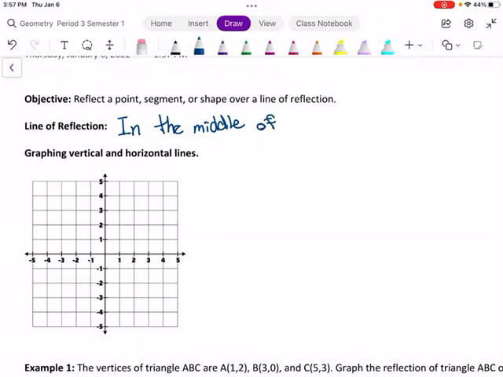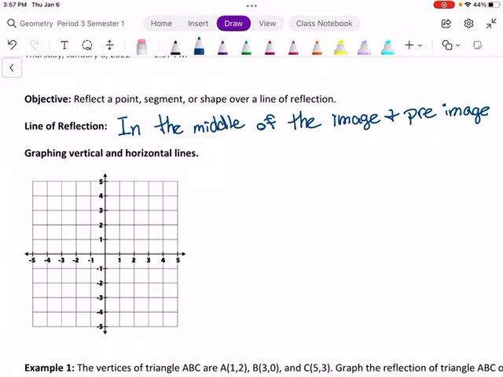of the image and pre-image. So it's the same distance away from the image as it is away from the pre-image.